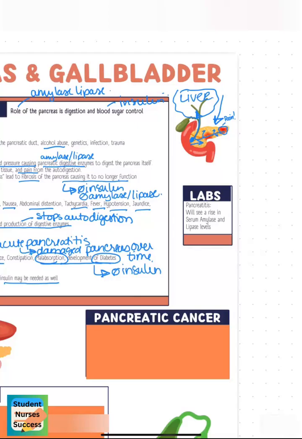The labs that we see in pancreatitis, we will actually see a rise in serum amylase and lipase levels. And that's how we know that beyond their manifestations of pain, that they're having pancreatitis. So what happens with this amylase and lipase, because it's not gaining access into the intestines and the stomach in order to digest food, and it's kind of leaching into the pancreas, it then starts to absorb into the bloodstream. And so we do see a rise in the serum blood levels of amylase and lipase, and that's pretty indicative of acute pancreatitis.